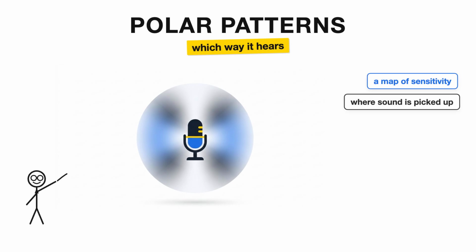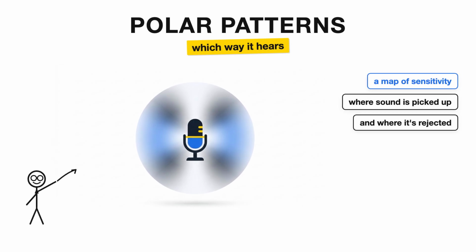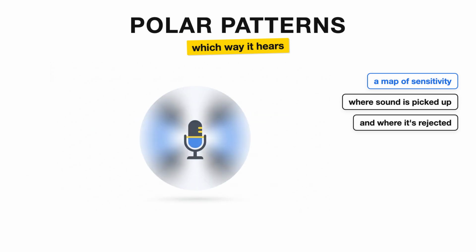Now let us talk about polar patterns, because the same microphone capsule can behave differently depending on how it is designed to receive sound. A polar pattern is a map of where a microphone is sensitive. Put the mic at the center of a circle. The pattern shows you where sound gets picked up and where it gets rejected.